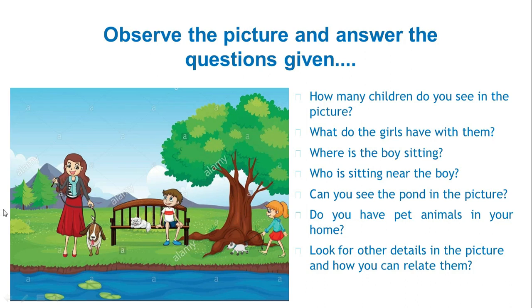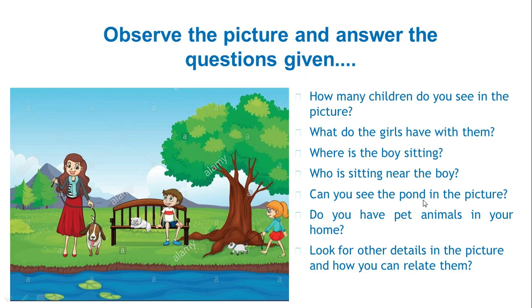Okay, when you ask the question yourself, then you can get the answer from the picture. Another question is, what do the girls have with them? Now you can see both of the girls have their pet dogs with them. Where is the boy sitting? The boy is sitting on the bench. So that's how you can ask questions yourself about the picture, and then you can write the observation or the answer that you get. Then who is sitting near the boy? A pet cat is sitting near the boy.